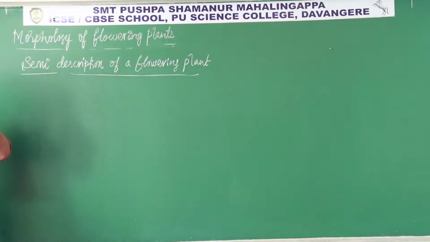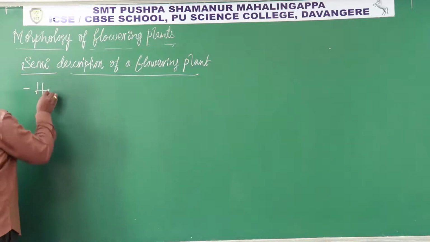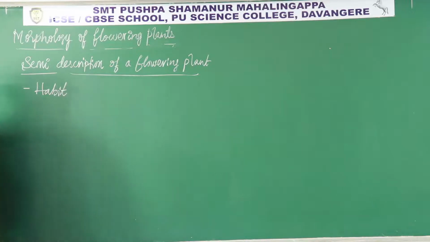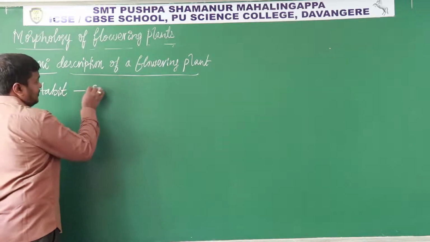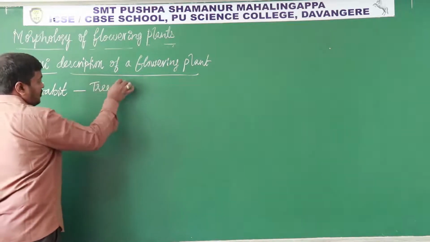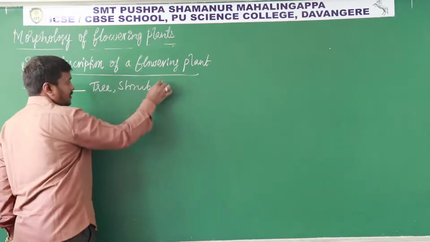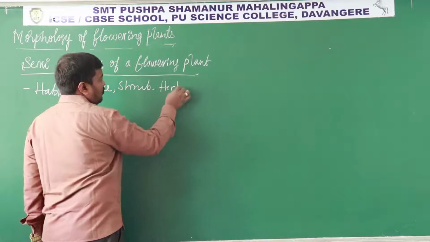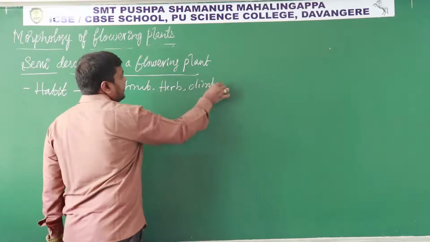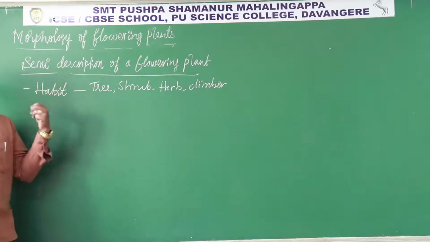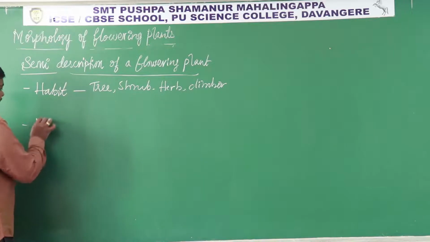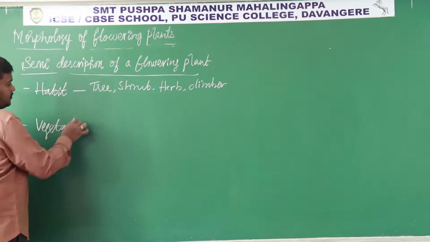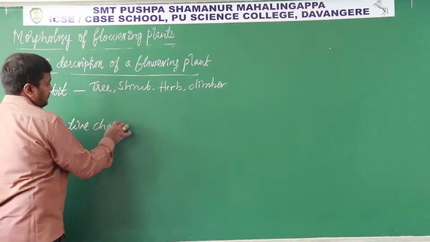Scientifically we are going to write the description, and it should begin with habit, that is, how it looks. Habit means whether it is a tree or shrub or herb or climber. So how the plant looks is the first character we write, that is its habit. After this habit, we are going to write the vegetative characters. So next is vegetative characters.